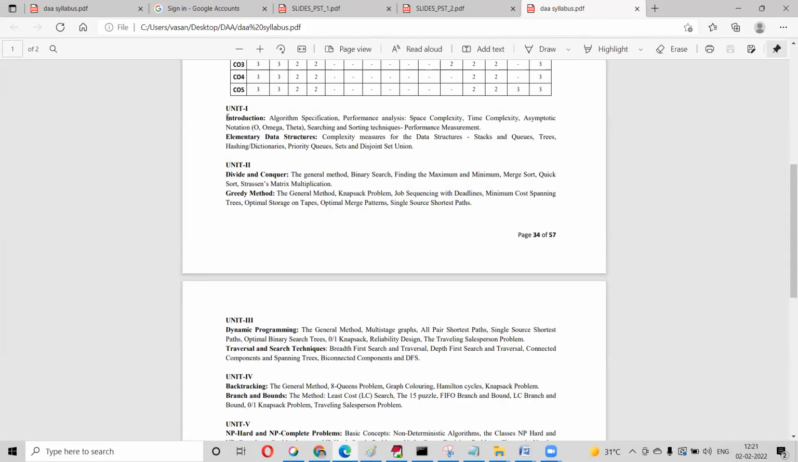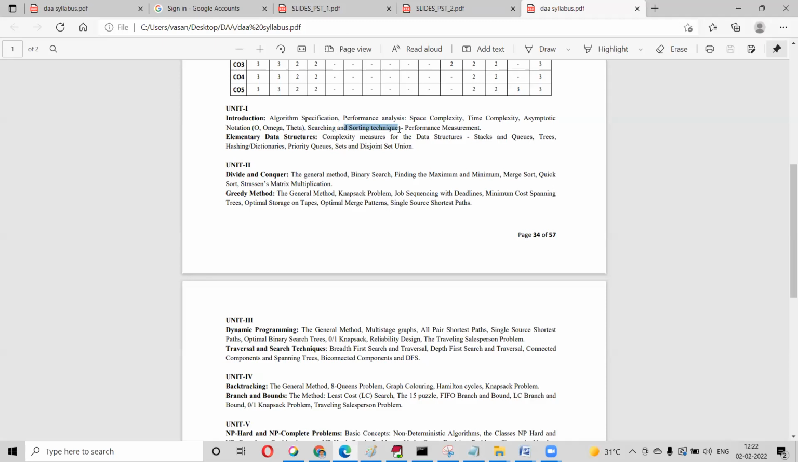Once you see the syllabus, children, the first part, unit 1, is introduction, algorithm specifications, performance analysis, space complexity, time complexity, and asymptotic notations. In that, big O, omega, and theta notations we did. Next, searching techniques. In searching, basically linear search and binary search, we did both in recursive as well as iterative methods. Next is sorting techniques.